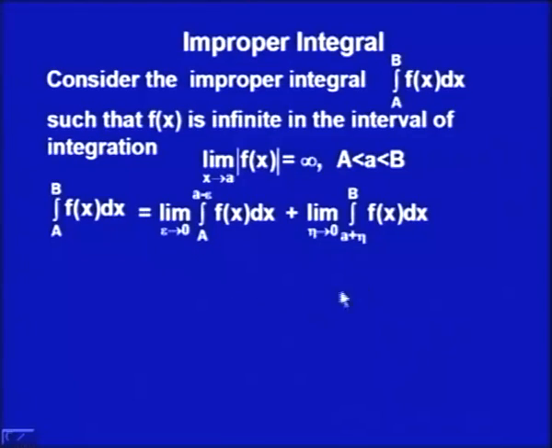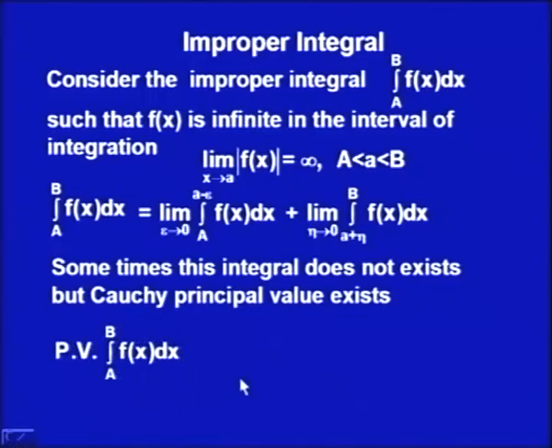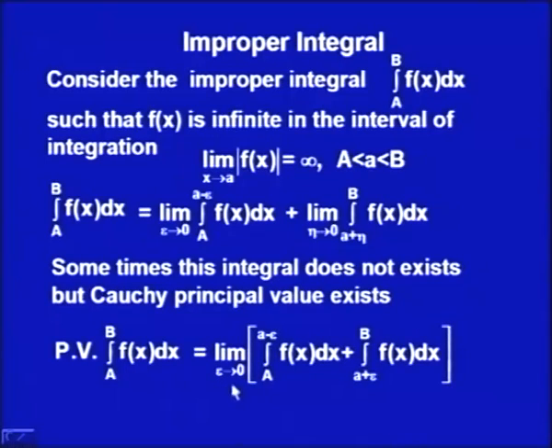If both these limits exist, we say this improper integral does exist, but sometimes it happens that these limits do not exist when we vary epsilon and eta independently, and this integral may not exist. But if we assign another value, the limit as epsilon approaches 0 of the integral from a to small a minus epsilon of f(x) dx plus the integral from a plus epsilon to b of f(x) dx, this limit exists.